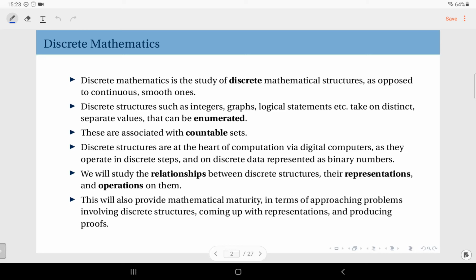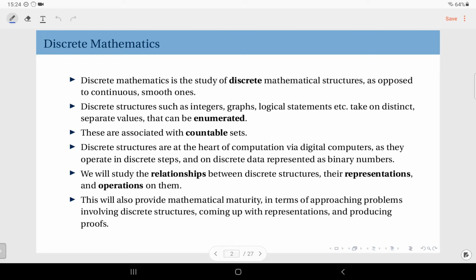Representation is also important in counting. We will study counting towards the middle of the semester. When you encounter a combinatorics problem, for instance, representation is very important, because if you find a good representation of a quantity, you can also come up with an easier method to obtain the number of ways to do that. All in all, this will give us a way to understand discrete structures and to model computation. This will also provide us with mathematical maturity in terms of approaching problems involving discrete structures, coming up with representations, and obviously producing proofs.